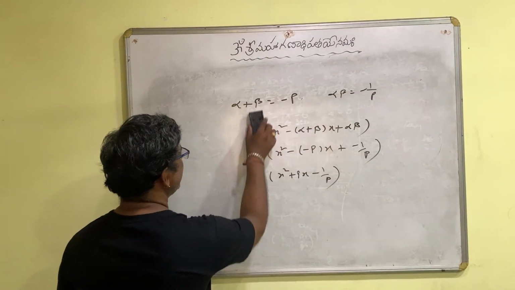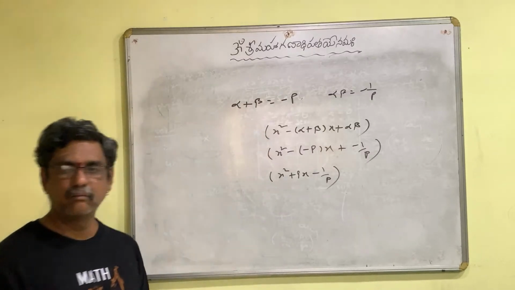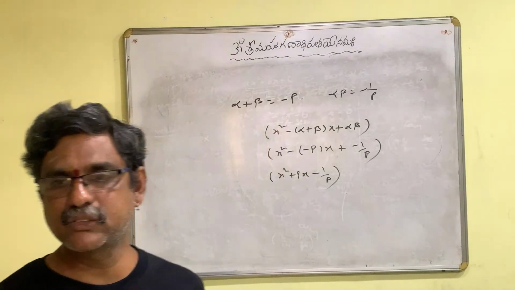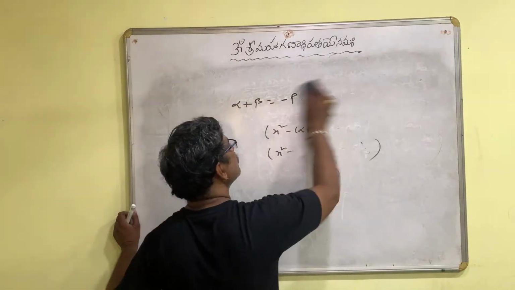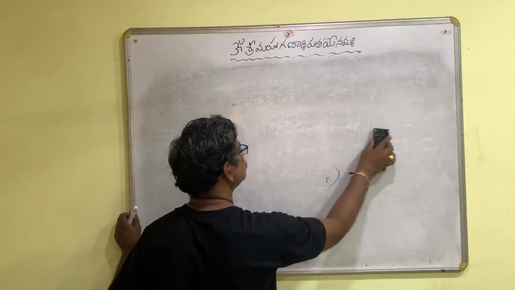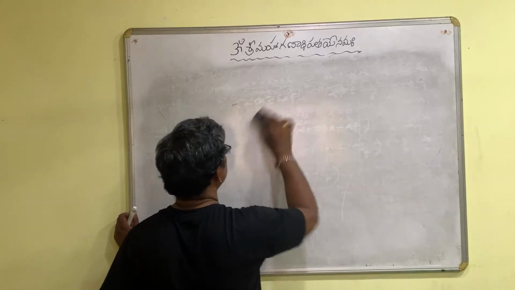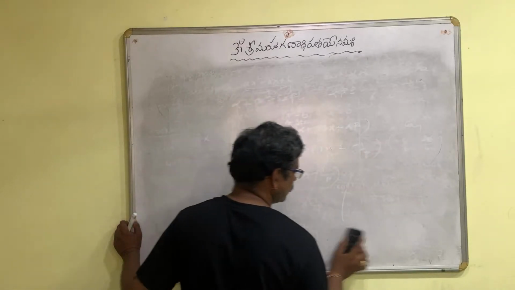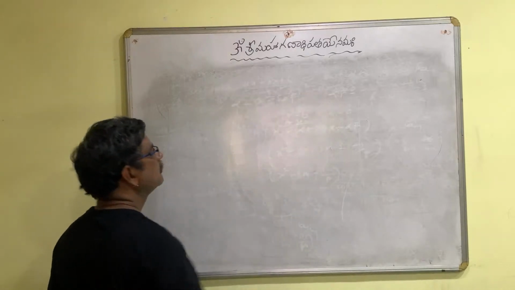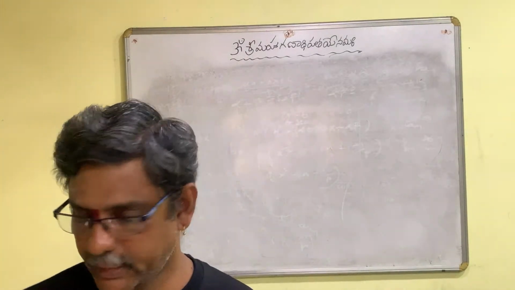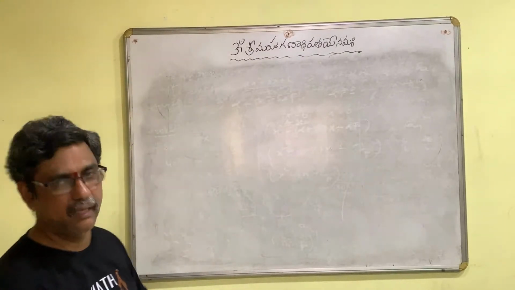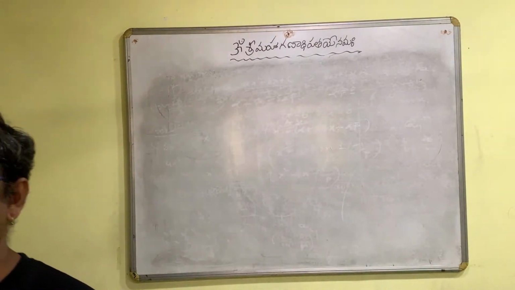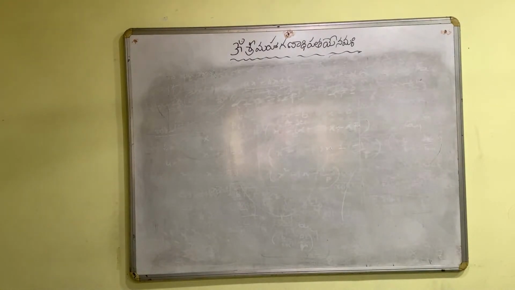Don't think about this k. For your syllabus, the k value is always 1. In maximum problems, it is one only. That's why, in the general formula, we say x square minus alpha plus beta into x plus alpha beta.